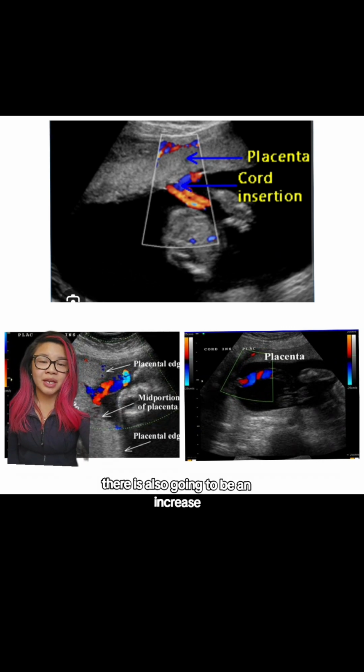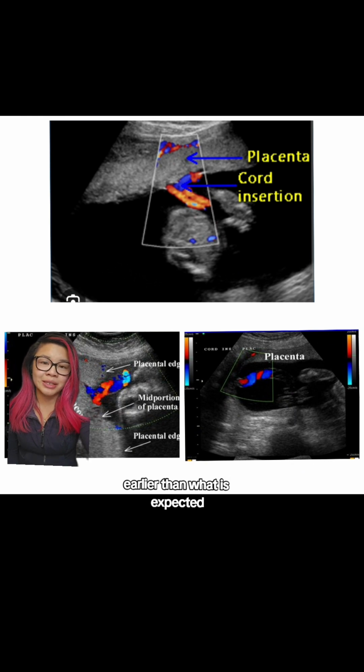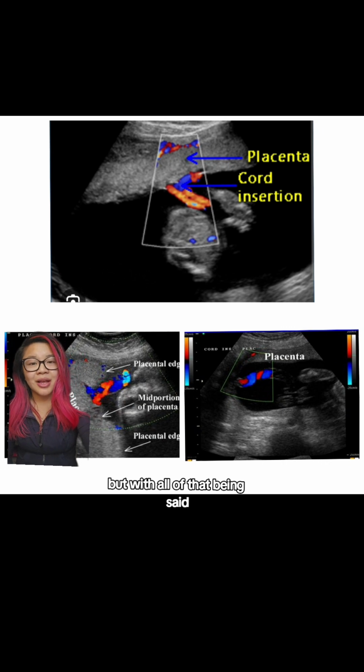There is also going to be an increased incidence of preterm labor, which means that your body is going to go into labor earlier than expected, as well as a higher incidence of placental abruption, which means that the placenta actually tears away completely from the uterus, and therefore there is that risk of hemorrhage and mom and baby being in danger. But with all of that being said, most of the time when somebody has a marginal cord insertion, it ends up being fine with no complications.